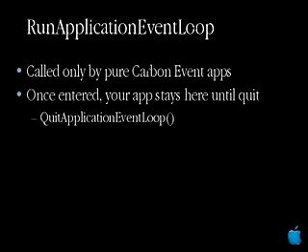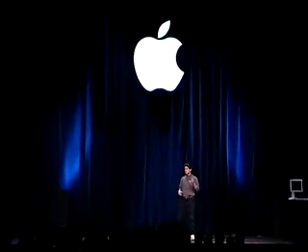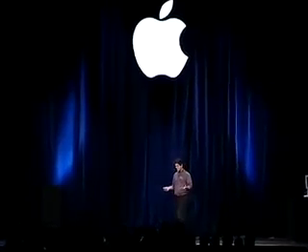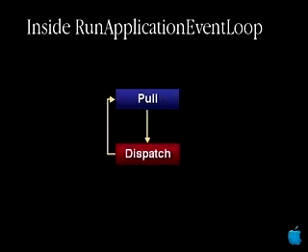Now, I mentioned RunApplicationEventLoop is the pure Carbon event way to drive your application. The reason I said a little bit ago that if you just plop this in place of WaitNextEvent, it won't do what you expected, is that RunApplicationEventLoop, once entered, never exits until something in your application calls QuitApplicationEventLoop. So it's expected that you'll just call this in your app and then your app is running. And the flow chart looks a little simpler. We just pull an event and we dispatch it.